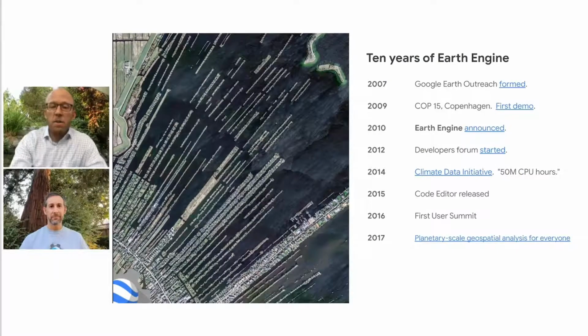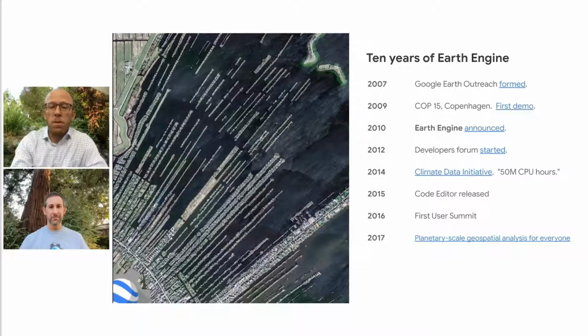It's been an amazing journey so far. And in fact, we're coming up on our 10th anniversary for Earth Engine this December. Ideas for Earth Engine really started to germinate as early as 2007, when the Google Earth Outreach Program was started, with the aim to tackle issues including environmental protection and global public health. Earth Engine itself was first announced in 2010 at the ICCC in Cancun, promising to support 10 million CPU hours per year of computation, and even mentioning the project that became Global Forest Watch. In 2014, we increased that to 50 million hours in the White House Climate Data Initiative.